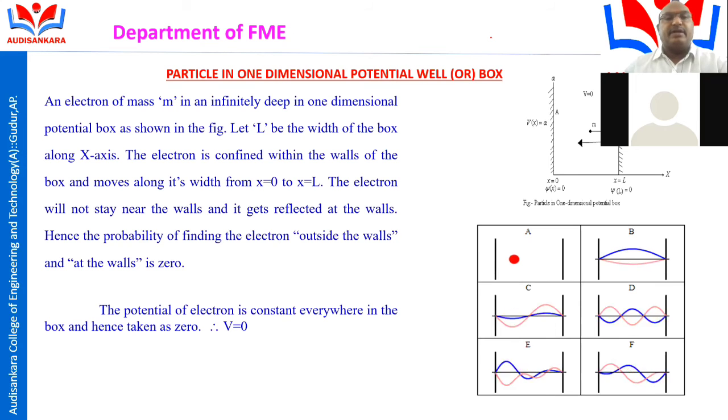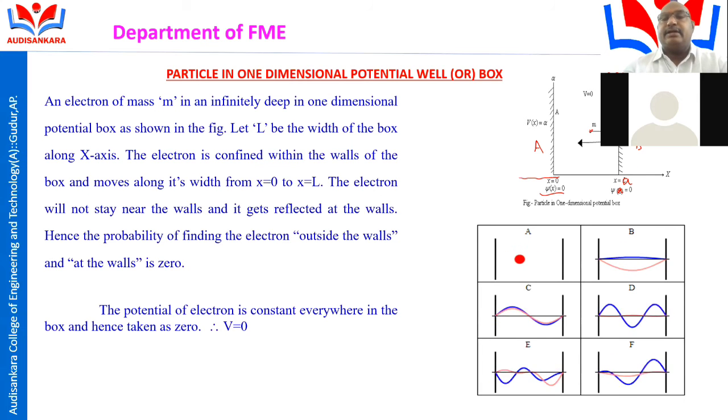Another important topic is the particle in a one-dimensional potential box. An electron of mass m. My dear students, here it is called x is equal to a. This is a and b, two rigid walls. A is one rigid wall, b is the other rigid wall. The limits are x is equal to 0 and x is equal to a. Then psi at x is equal to 0 is 0.